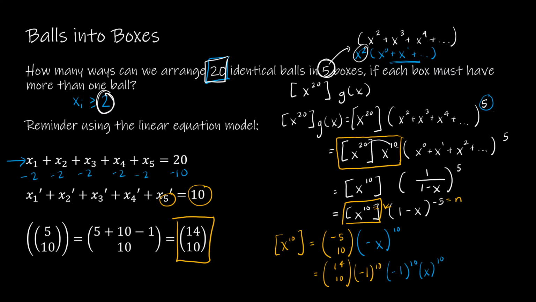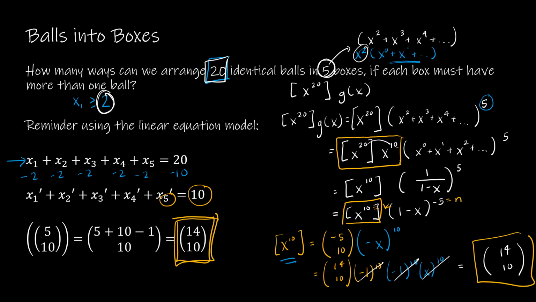And do I really care about the x to the 10th? No, I sure don't. Because remember, that's just telling me the variable is x to the 10th, but I want the coefficient. So what's my final solution? Well, x to the 10th just tells me it's x to the 10th. -1 to the 10th is +1, and this is +1, so I'm going to cancel them out. So what's my final solution? It's 14 choose 10. Did I get the same solution? Yes, I did. These two match up, so I feel pretty good about myself that I've done it right twice.